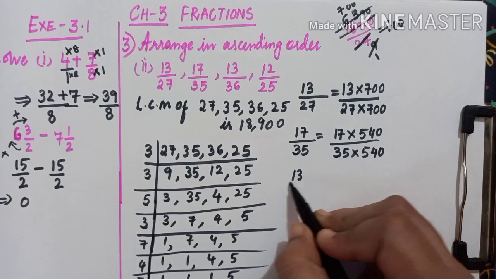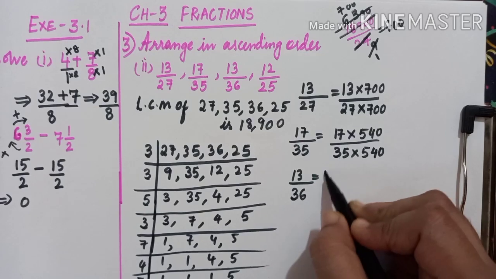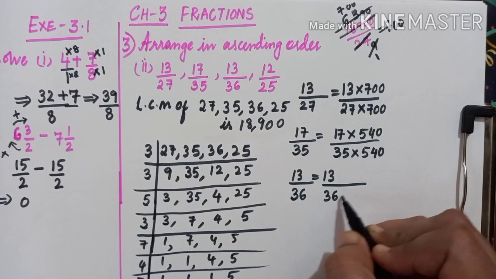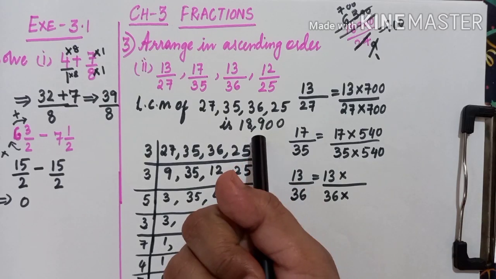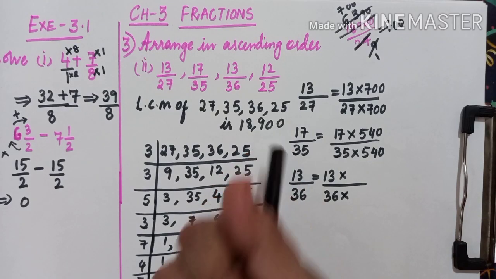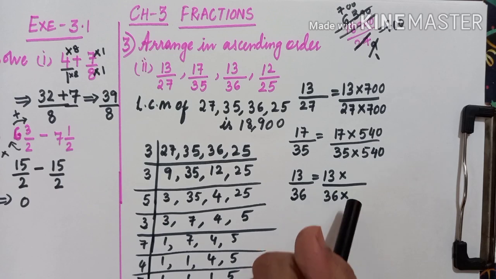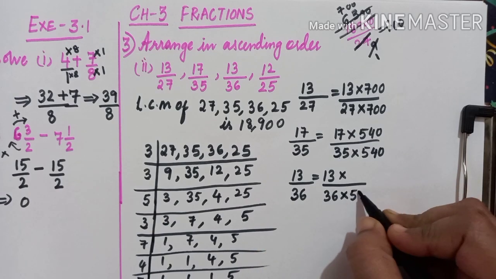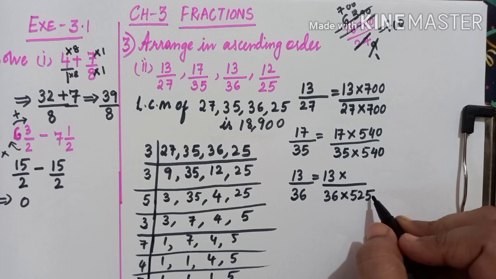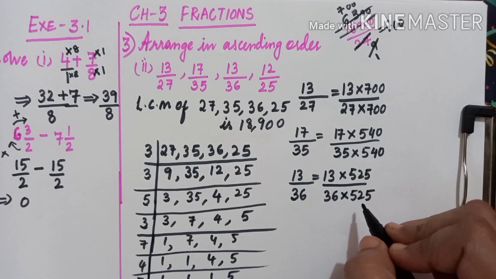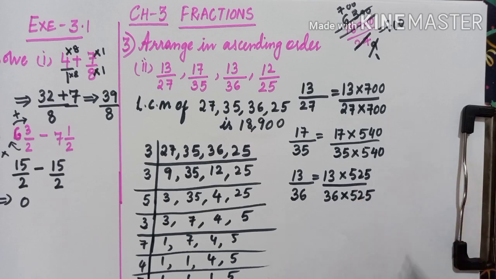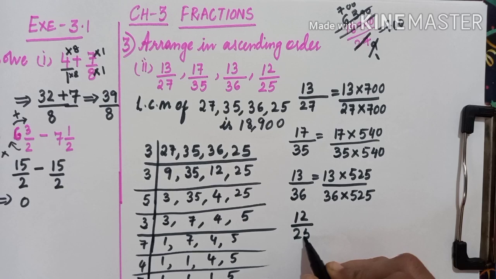Okay, now 13 divided by 36. So 36 into what will give you 18900? You have to just check 18900 divided by 36, then you will get that. Okay, so I got 525. So 36 into 525 and 13 into 525. Whatever you are doing in the denominator, the same thing you have to do here. Now next one is 12 divided by 25.